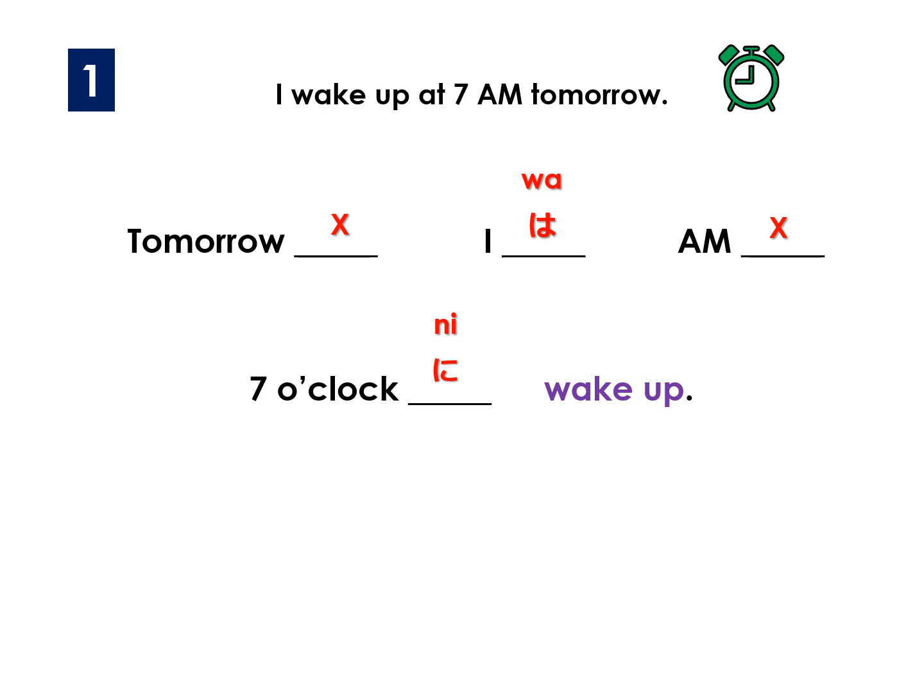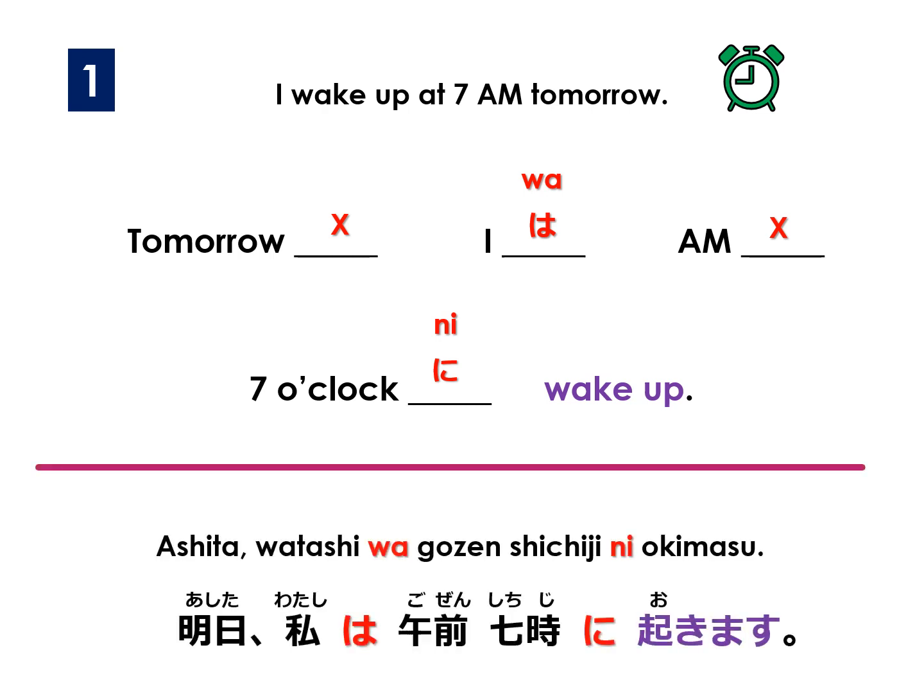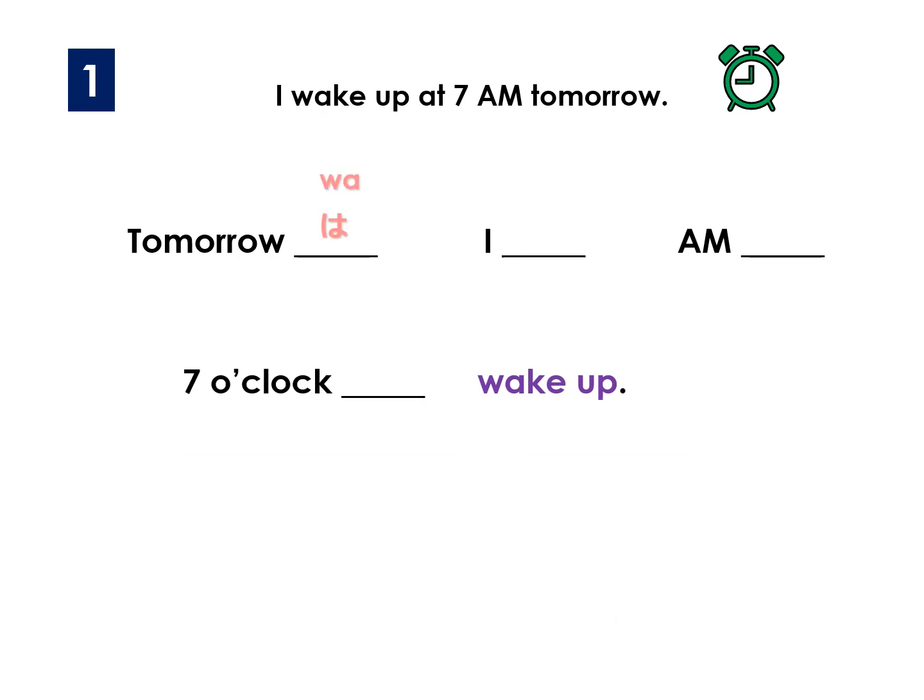Filling in for Japanese vocabulary, we say, Ashita, watashi wa gozen 7時に起きます。Please note that these are not the only particle combination that is correct. We can choose to make tomorrow the topic. Let's talk about tomorrow. Therefore, it takes the particle wa. Then I, the doer of the action, takes the subject particle ga.